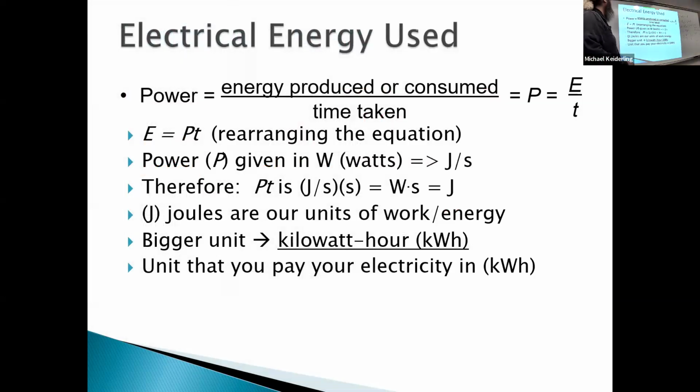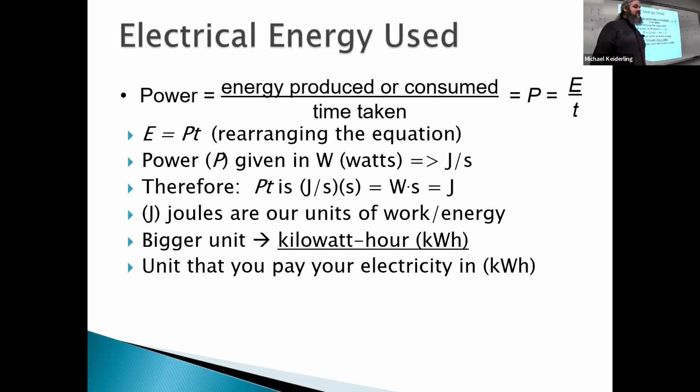Now, for electrical energy, we talk about how much energy is produced or consumed over the time taken to talk about the power. We rearrange this. The electrical energy used is power times time. So much like work is power times time, energy is power times time. Energy moved or energy used is power times time. Since power is given in watts, power times time will be in joules, because watts are joules per second. So joules are a unit of work or energy.